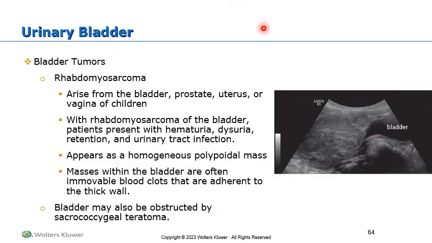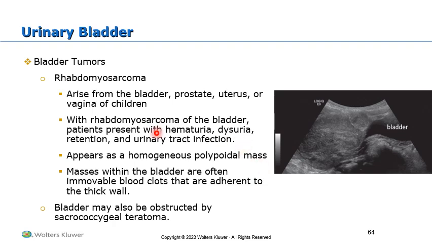Okay, bladder tumors. Rhabdomyosarcoma, I showed you a picture of how aggressive this can get. It can arise from the bladder, prostate, uterus, or vagina of children. If it's there, it can grow right out of the body. These are very aggressive. They are almost going to have a polypoid mass, so homogeneous polypoidal mass, almost like a grape seed appearance. Very aggressive. They get big, they grow fast.